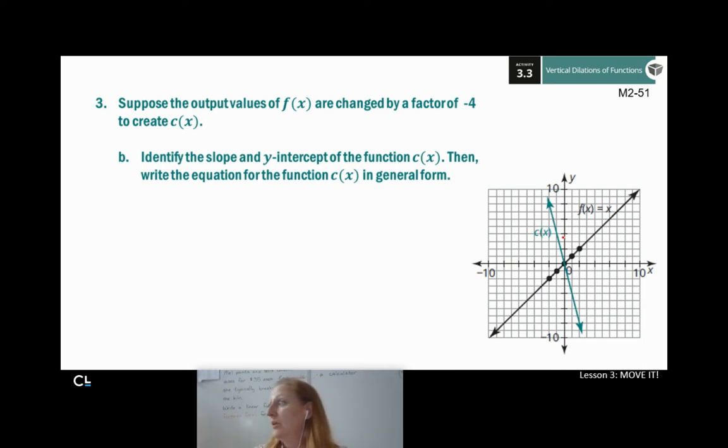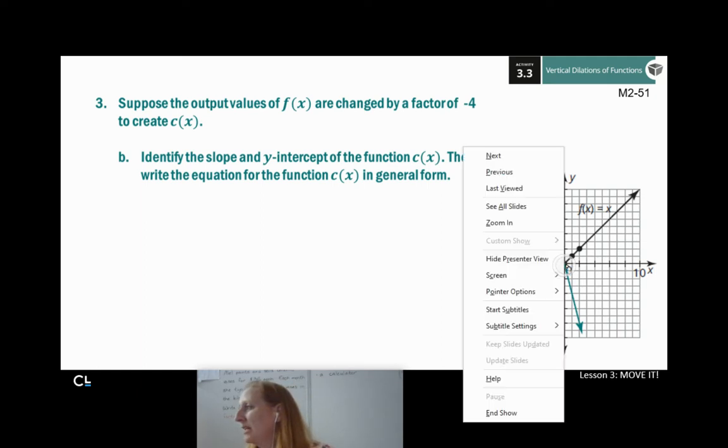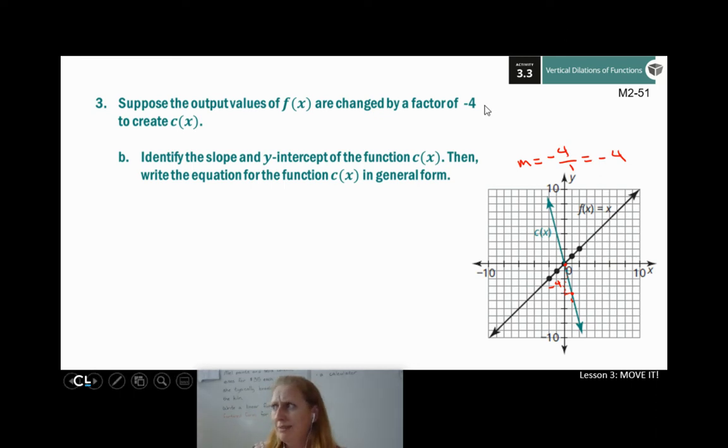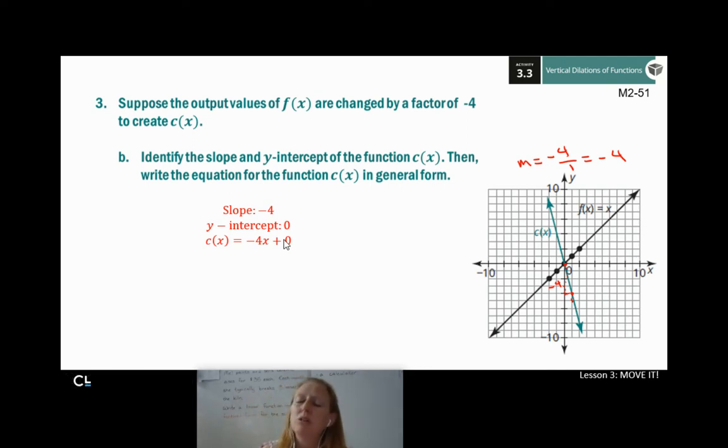So you probably know the dealio now. If I go from here, and I like using 0, it looks like I have another good point right there. This time I had to go down 4 and then over 1. So that means my slope is negative 4 over 1, also known as negative 4. The y-intercept still hits at 0. That hasn't changed. So c of x equals negative 4x plus 0. Except I know we don't need the plus 0. So I can also write it as c of x equals negative 4x.